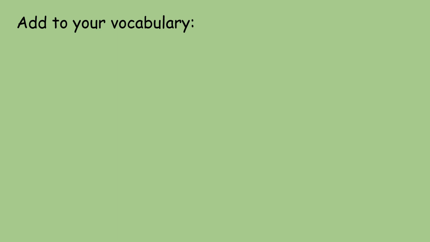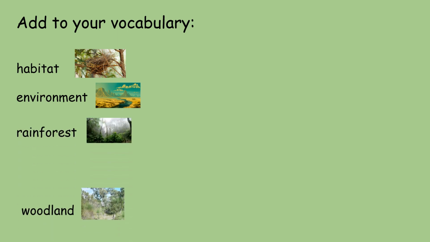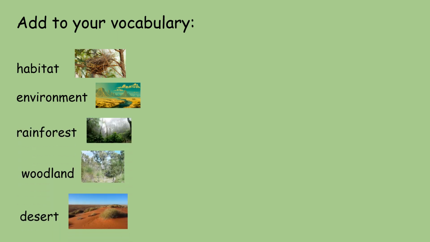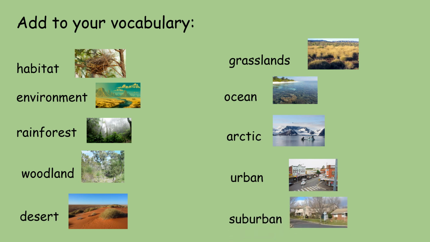Okay, now I'd like you to add to your vocabulary. So go to your vocabulary page and you can be writing down habitat. We've learned about habitats today, environment, rainforest, woodland, desert, grasslands, ocean, Arctic, urban, and suburban.